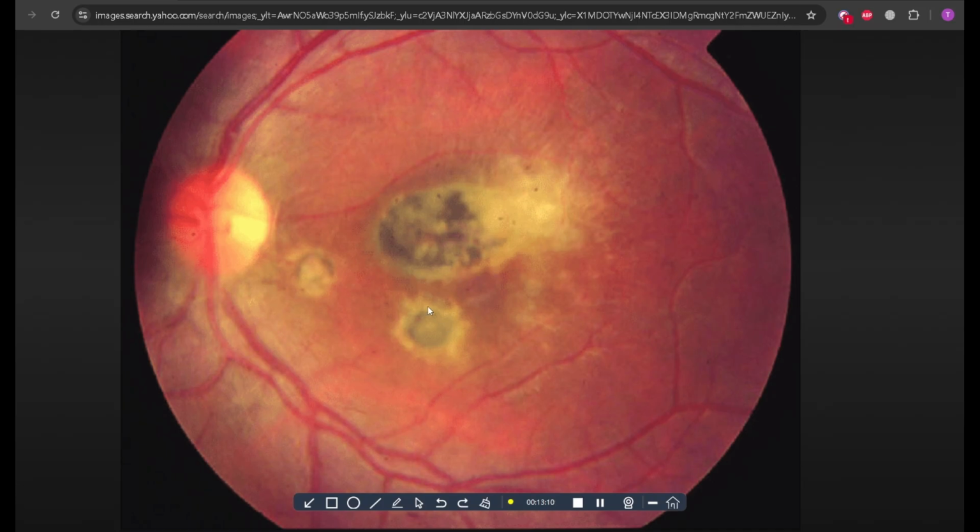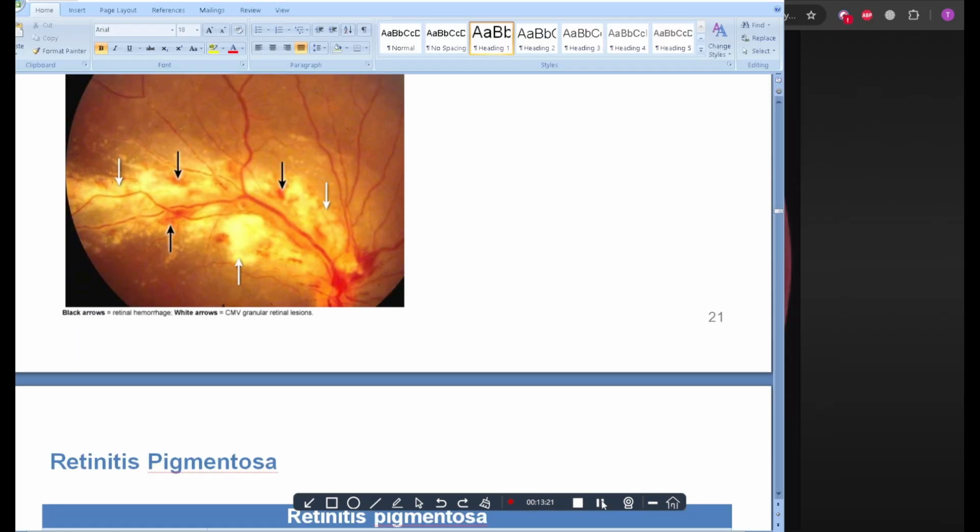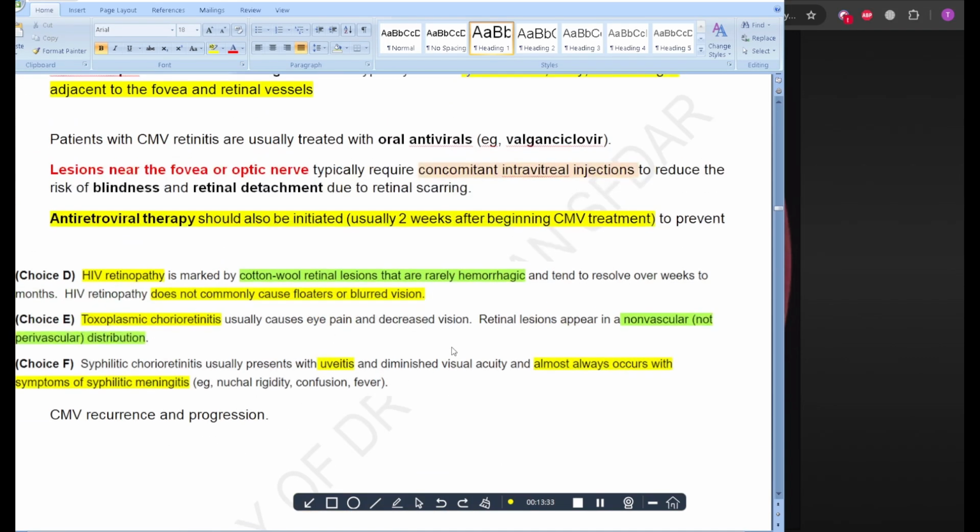The cursor is pointing towards these black areas. This is where the infection previously happened, and now this is scar tissue, and this white fluffy region is active inflammation and active infection. As you can see in this picture, this is also active infection because this is white and fluffy, and when the scar happens, it turns really blackish or dark grayish. So it's really easy to identify the scar.